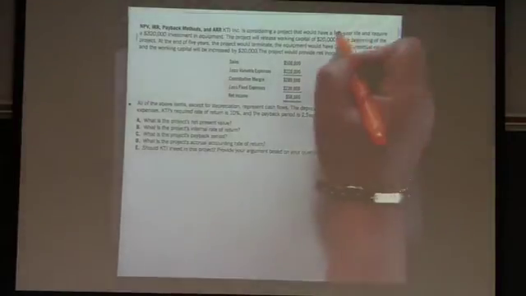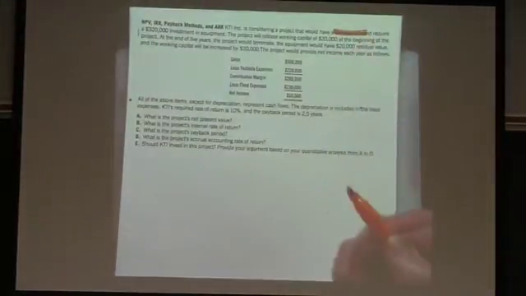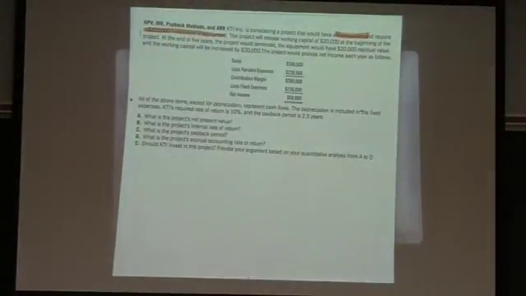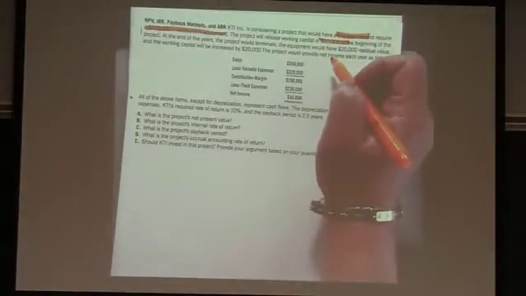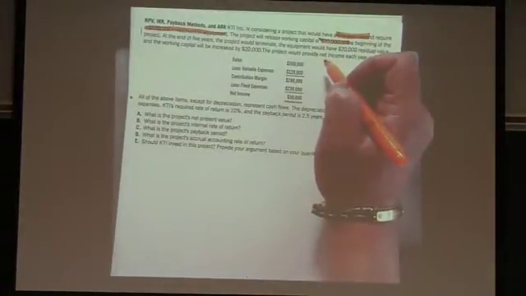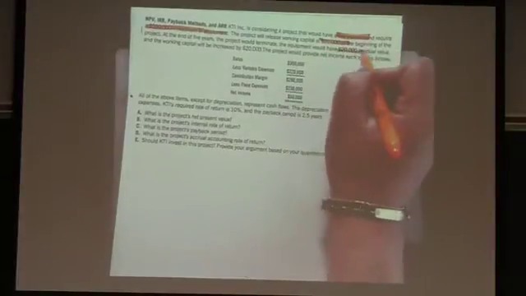So this question: KTI is considering a project that will have a 5-year life, so that's the period, and requires $300,000 in investment of equipment. The project will require working capital of $20,000 at the beginning of the project. At the end of 5 years, the project would terminate. The equipment would have a residual value of 20, and the working capital will be released by 20,000.